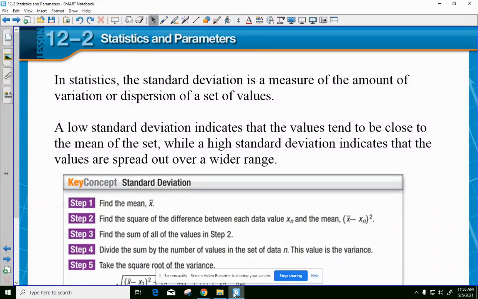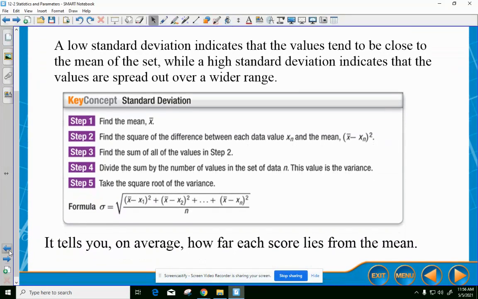Okay. So it says here in statistics, the standard deviation is the measure of the amount of variation or dispersion of a set of values. So basically what we're saying there is when we find this statistic called the standard deviation, what we're ultimately doing is we're seeing on average how far each of our scores fall away from the mean. Yesterday it really wasn't individually speaking. Today, it's about how far does each one of them fall from the average.